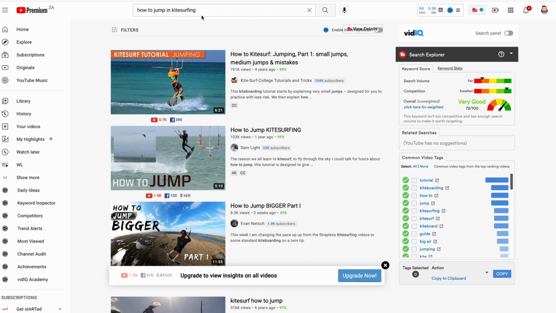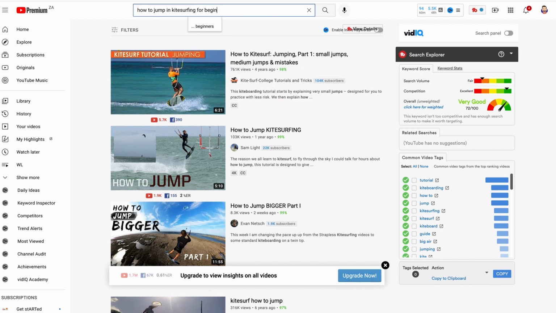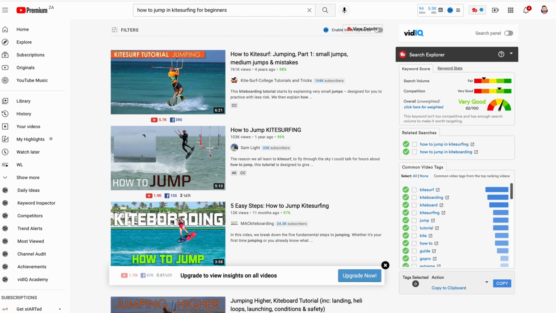But we can go even further. Let's get more specific. So let's go how to jump in kite surfing for beginners. Because beginners are always the ones asking the questions, so it's a great topic to go into. And it's more specific. The longer your keyword or key phrase, the way more specific you are. So look at this, the competition is a little bit higher, but your search volume has increased a little bit. So that is a better keyword.